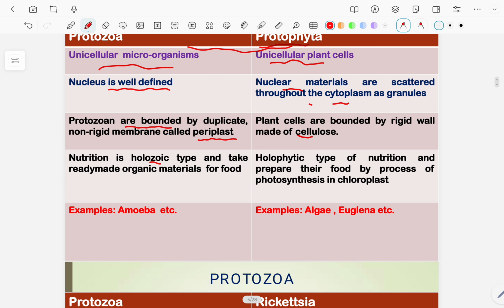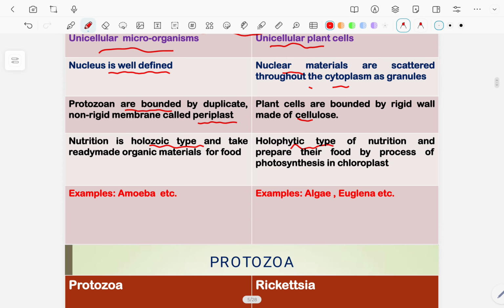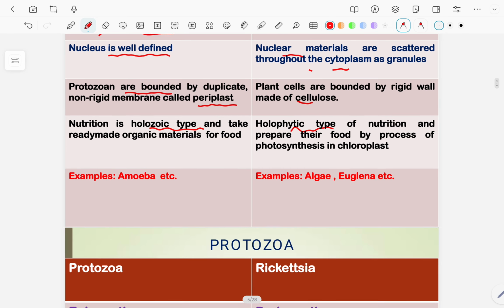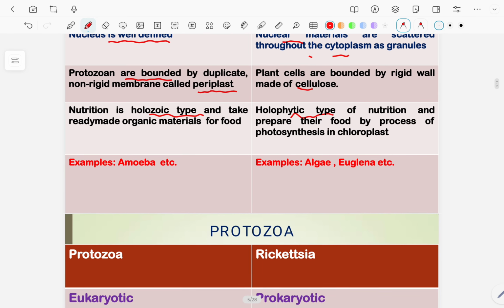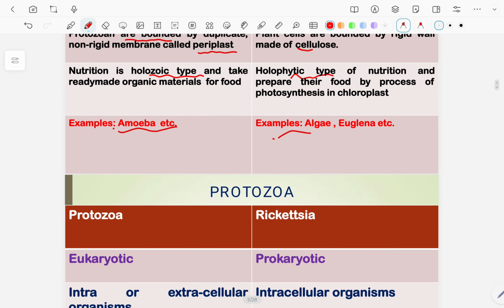Nutrition is holozoic type and takes ready-made organic material as food. Holophytic type of nutrition prepares their food by the process of photosynthesis with chloroplast. Example: amoeba etc. Example: algae, euglena etc.